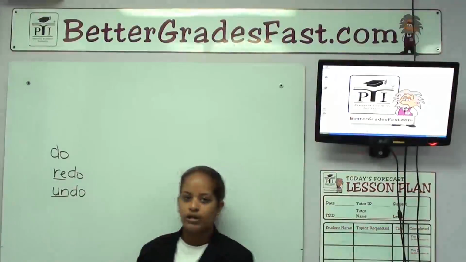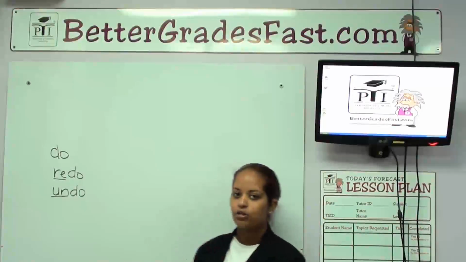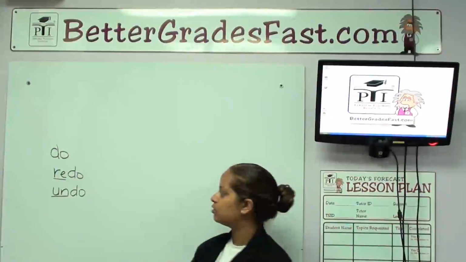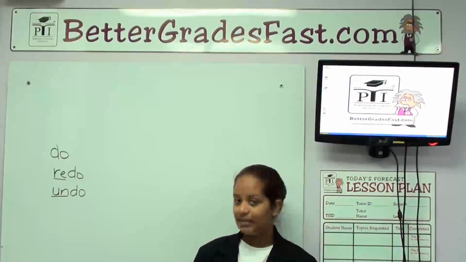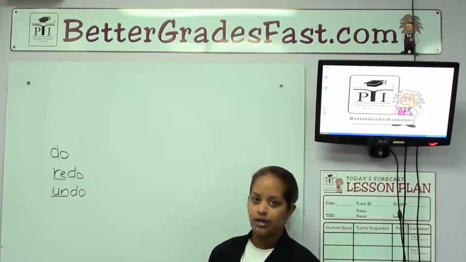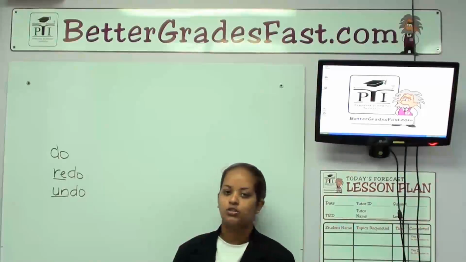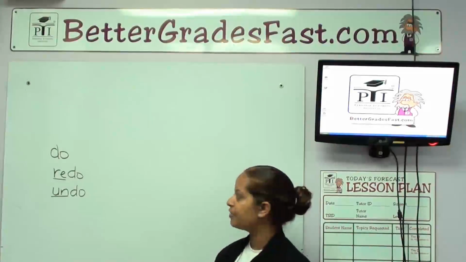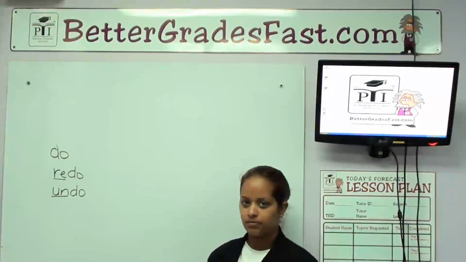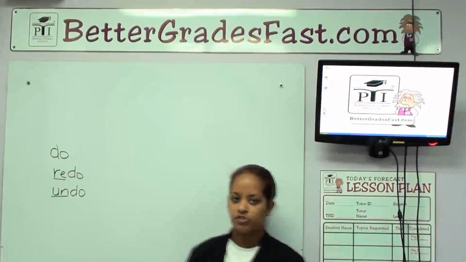A simple word such as do. Do is a verb. Adding the prefix re makes the word redo, meaning do again. Redo is still a verb. Adding the prefix un changes the word to undo, which means to reverse something that was already done, but they are all still verbs. Prefixes do not change parts of speech.